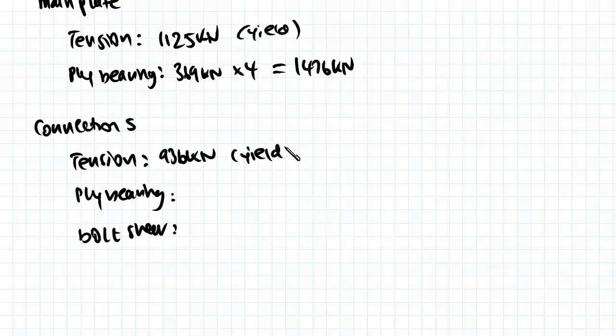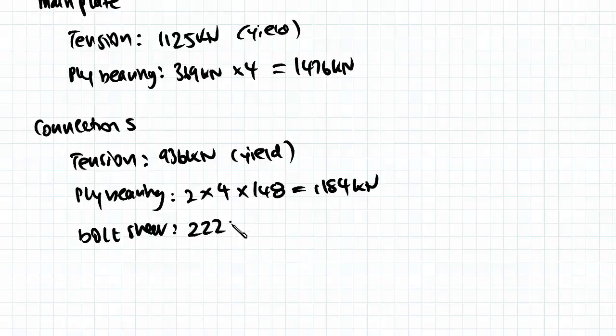For yielding, for ply bearing, remember that we have 2 splice plates, and we're gonna have 4 bolts, and then times it by 148, which is the design capacity. Yeah, for ply bearing, and that should give you 1,184 kilonewtons. For a bolt in shear, remember that it's 222 kilonewtons.